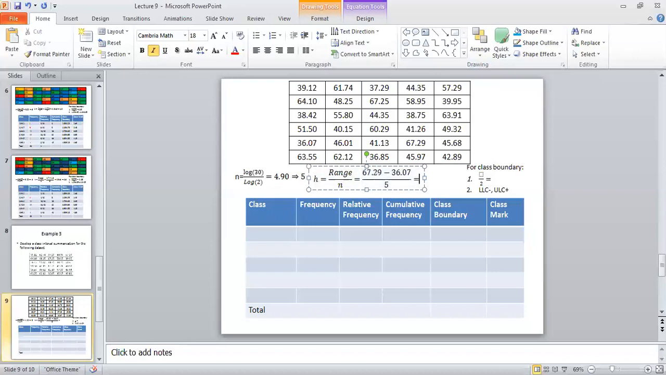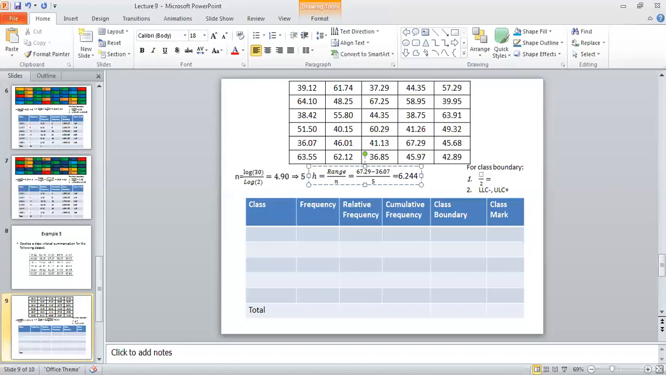Now this is a crucial point over here. 6.24. I'm not going to round anything, I'm just keeping the results as they are. Now what is going to become our class height?